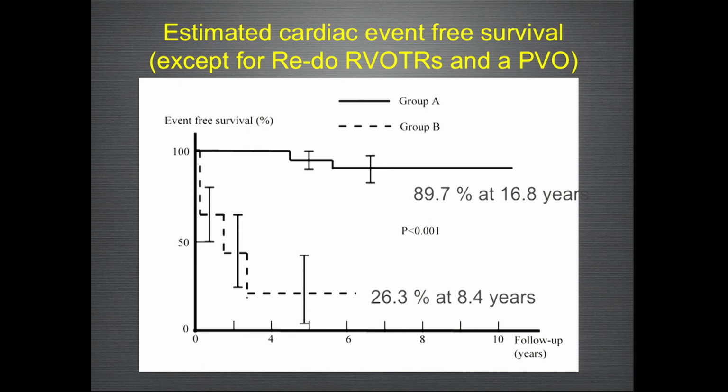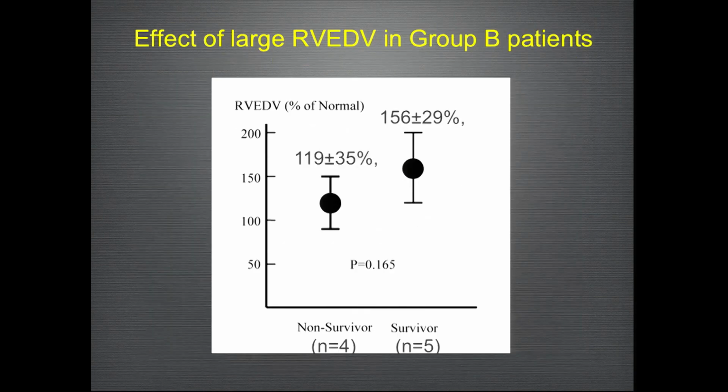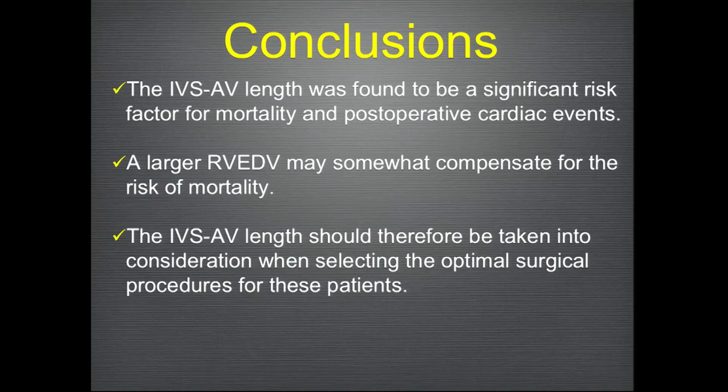So the estimated cardiac survival-free event is here, and the effect of the large RV-PA group. Also, the limitation and conclusion: it is just calculated, and the length of the IVS-AV length was found to be a significant risk factor.